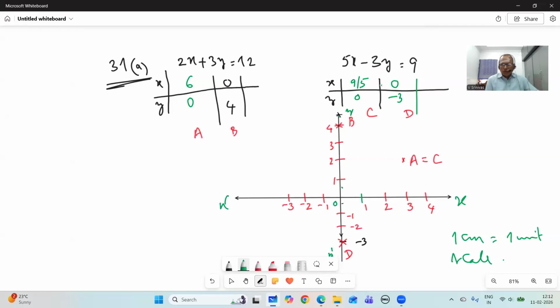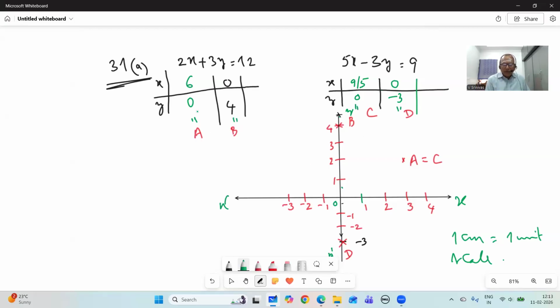So here also you have got two distinct points. The ordered pairs x comma y, this makes one point, and this makes another point. You call this point A, and this point B, and this point C, and this point D.